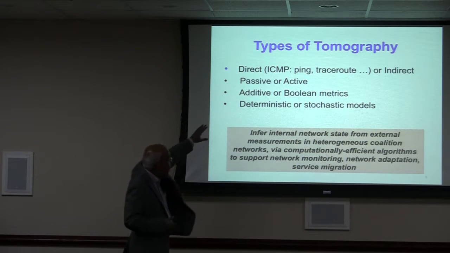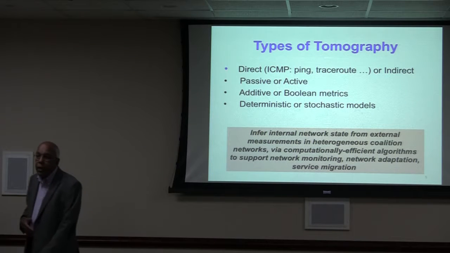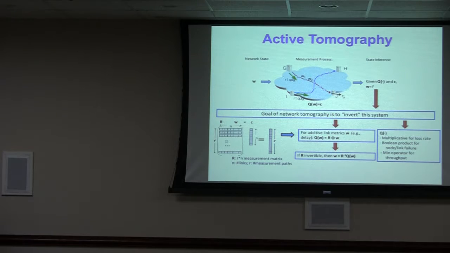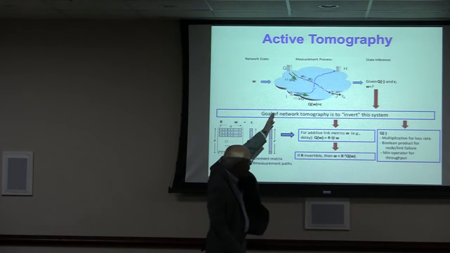I'll talk both about metrics that are additive and Boolean, and also approaches that are either deterministic or stochastic, meaning a random process model. The tomography problem is to infer the internal characteristics from external end-to-end measurements. The blurb at the bottom is to give the motivation for the problem, why the Army is interested in this: it's a coalition network and all that good stuff. This is a one-slide high-level description of what you want to do. Think of this as a black box, and there's a blue thing shown out here.